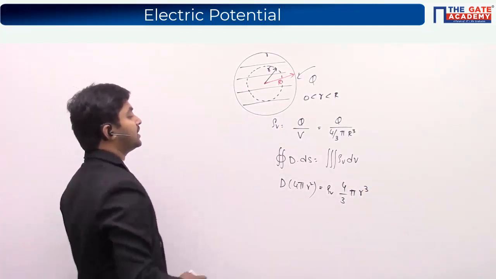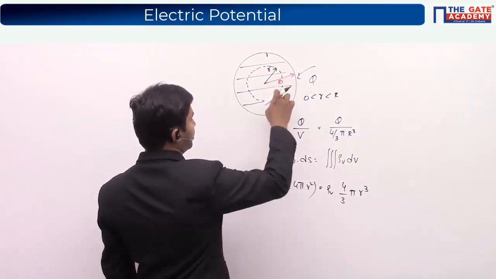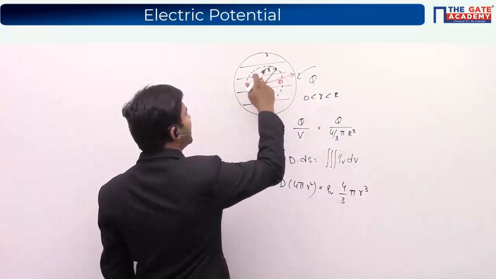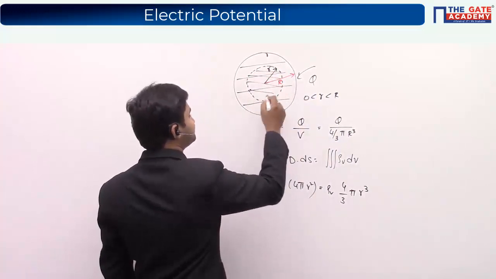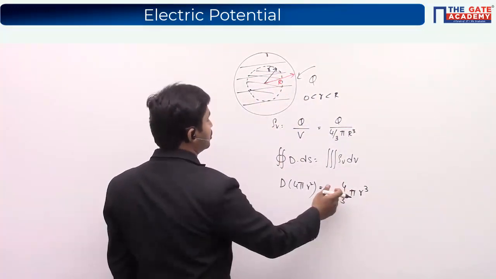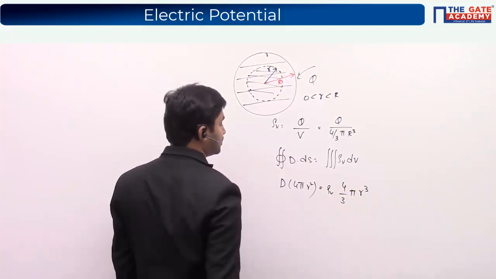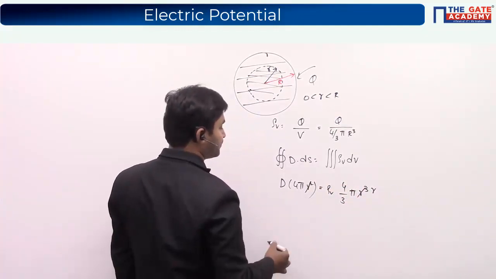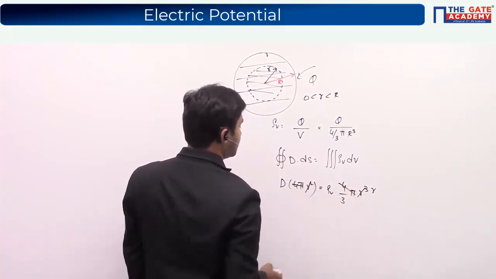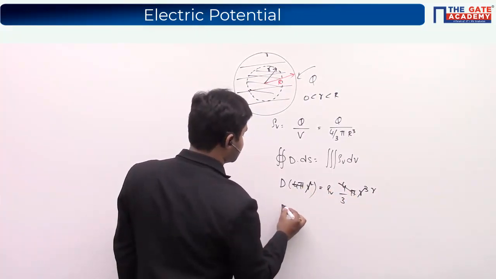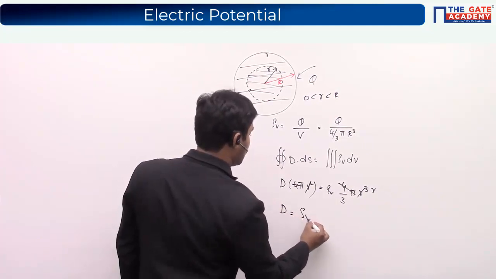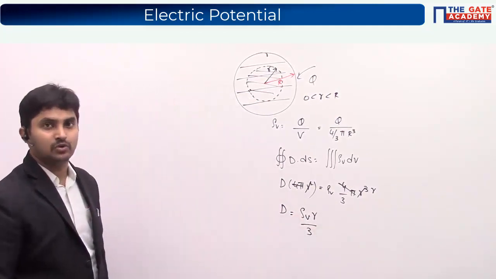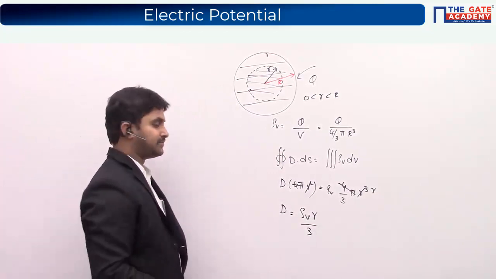Because here we are talking about the small radius, and we are only considering the charge enclosed inside it, that particular region has a volume of 4 by 3 pi small r cube. So with r square and r cube, only r remains. 4 pi gets cancelled out, and the electric flux density D is equal to rho v r divided by 3.